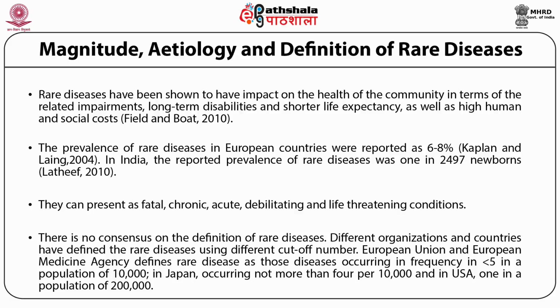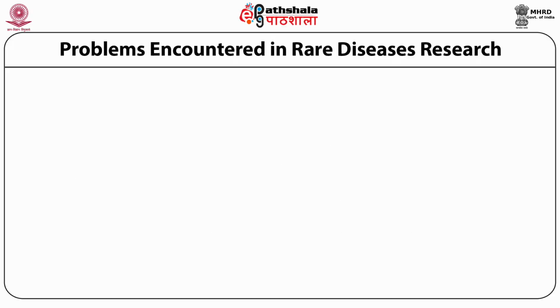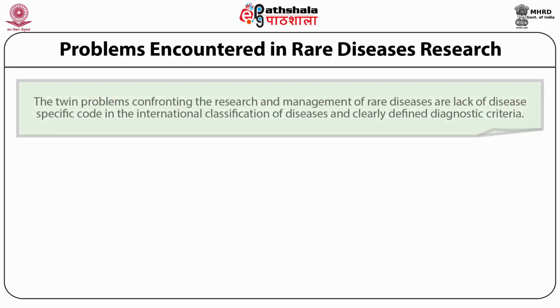Prevalence of rare diseases may be expressed as number or proportion per live births, or since days after birth and first year of life. It is recommended that while expressing prevalence at birth, the case fatality should be taken into consideration. Problems encountered in rare diseases research. The twin problems confronting the research and management of rare diseases are lack of disease-specific code in the international classification of diseases and clearly defined diagnostic criteria.